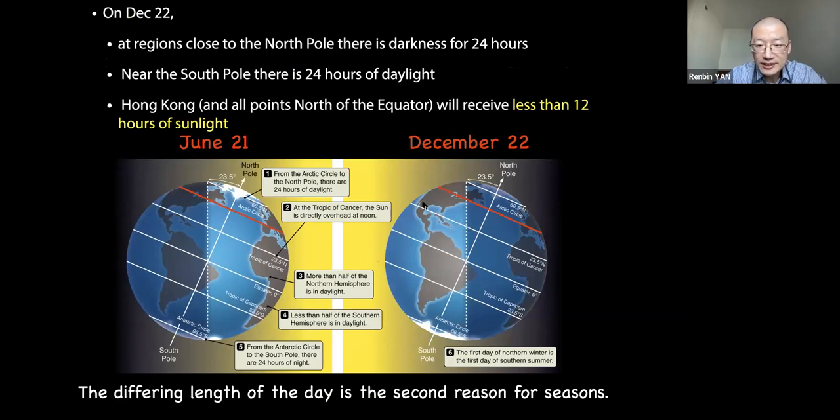So for Hong Kong, it's very close to the 23.5 degrees. We are at 22.5 degrees. So on June 21st, we can have almost the sun shining directly overhead of us. But in December, it is going to shine at us at a very small angle. And the different length of the day is the second reason for seasons.